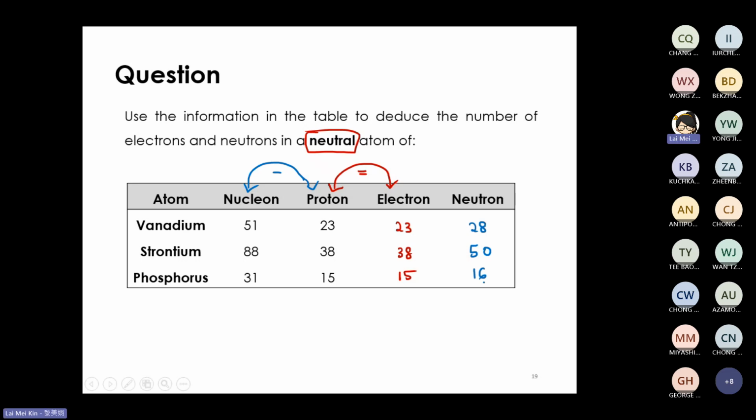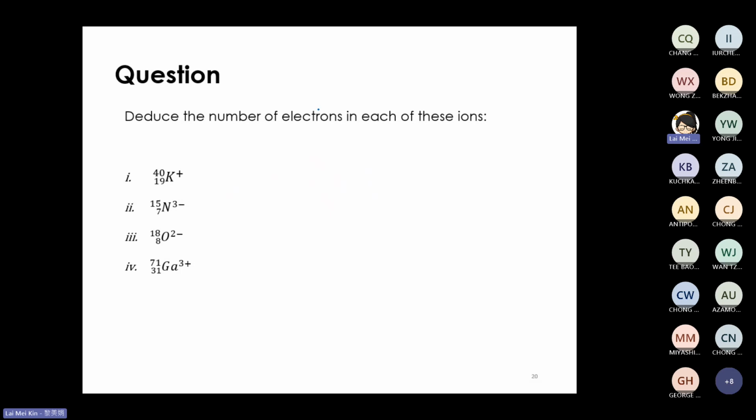Correct? Okay. Next, deduce the number of electrons in each of these ions. Okay, so normally we start from the neutral. So neutral one will be same as number of proton. All right, so neutral, I will have 19 electrons. But now I have a positive charge. What does it mean? Minus 1 electron. So I have 18. Okay, this one I will have neutral, I will have 7 electrons. So minus 3 means plus 3 electrons. I have additional 3 electrons. So I'll have 10 electrons.